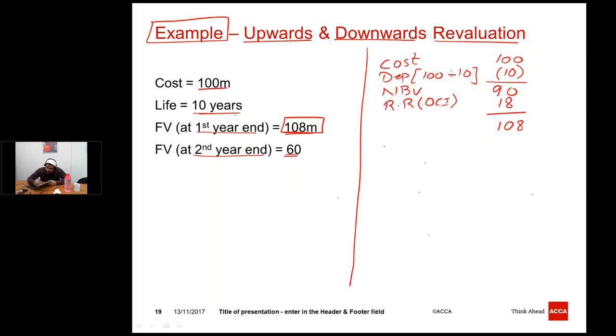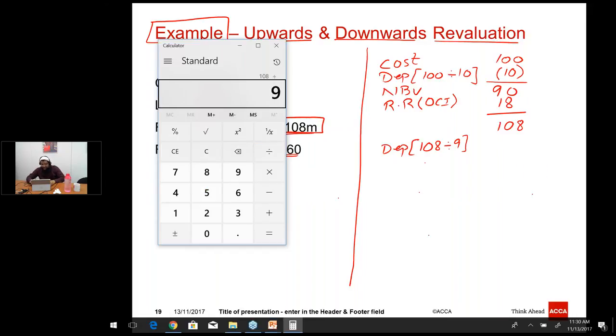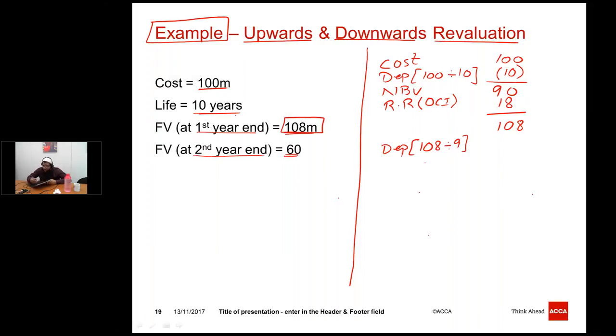Now the asset is at 108. So the new depreciation is going to be 108 divided by 9 years, which is going to be 12. So after charging the depreciation of 12, the net book value is now 96. And the question has said that the fair value was now 60. This means that there is a revaluation loss of 36.